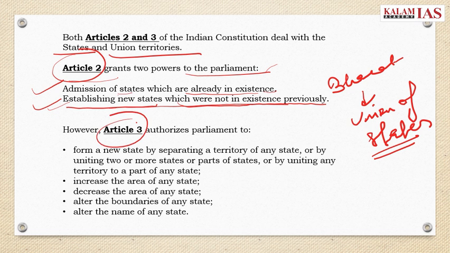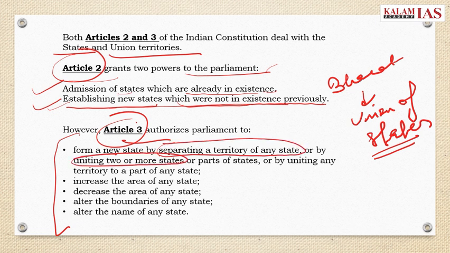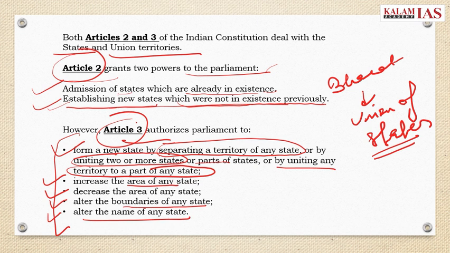Whereas in Article 3, the Parliament has the power to create new states out of the existing states which are already present before by formation of those states by separating a territory of any state, or by uniting two or more states or part of states, or by uniting any territory to a part of any state, or by increasing the area, decreasing the area, altering the boundaries of those states, or altering the name. So the changes have to be made in the states which are already in existence. So this is the difference between Article 2 and 3.